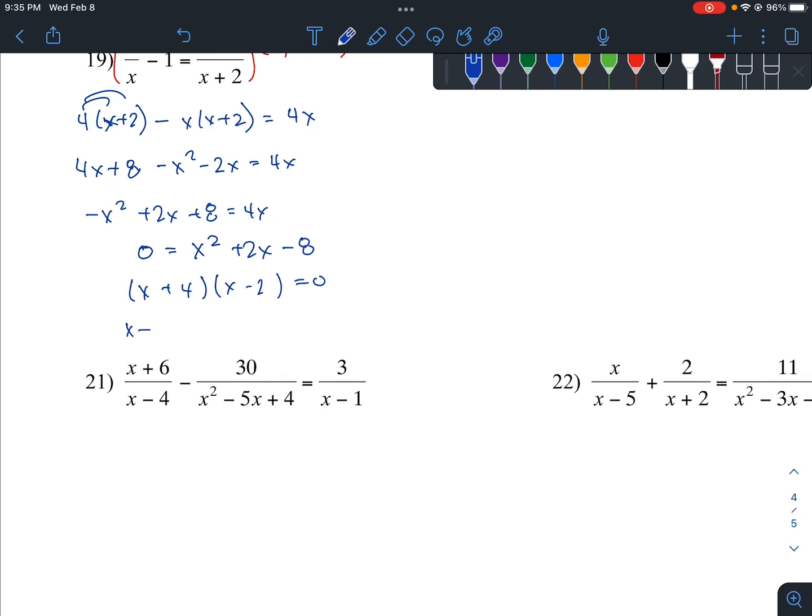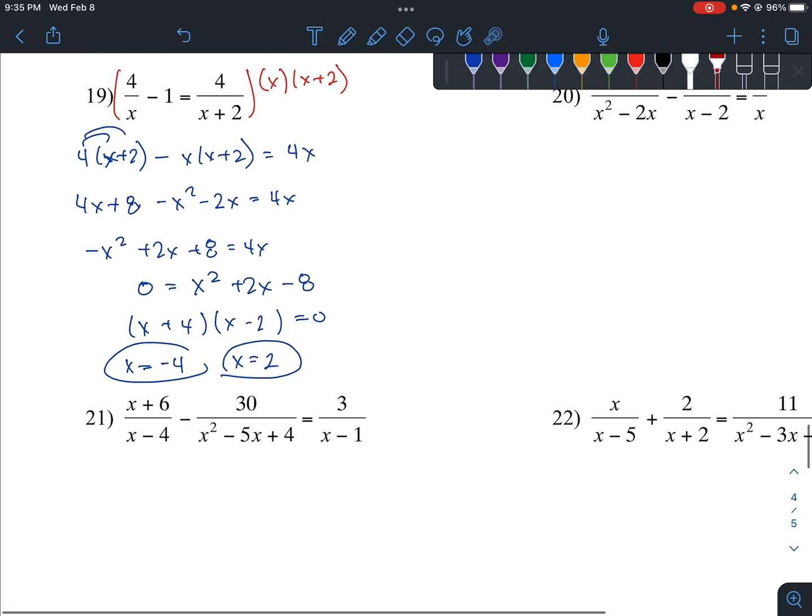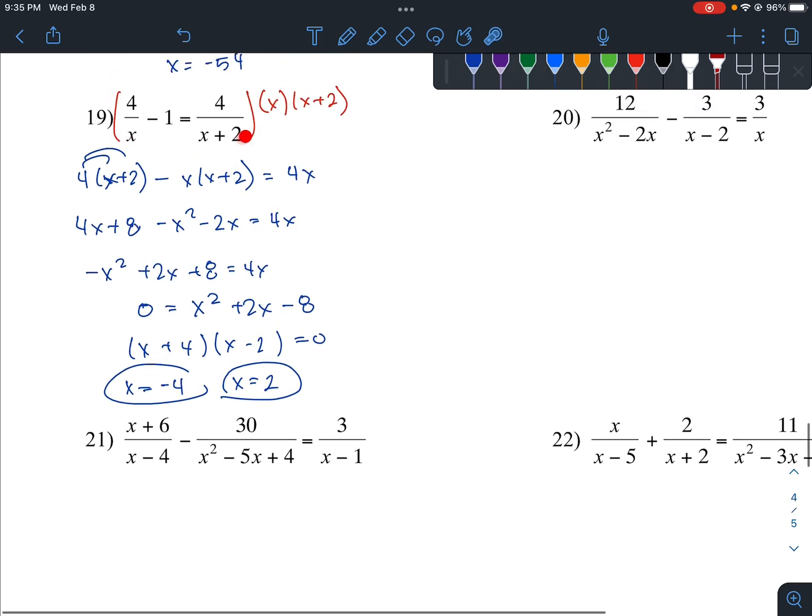So that means x is going to be equal to negative 4, and x is going to be equal to positive 2. And that works. Make sure that they check out with the denominators here. I can plug both those in and not get 0.